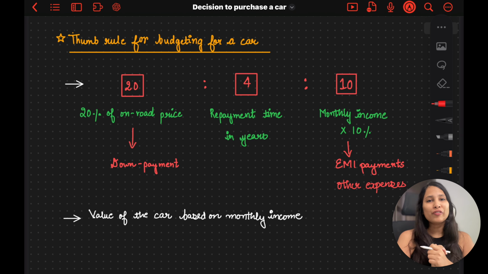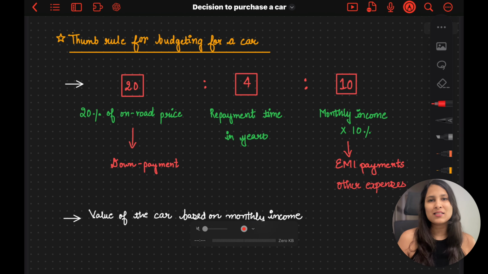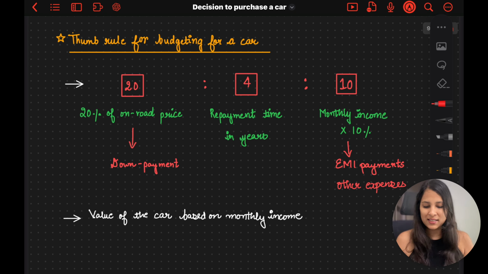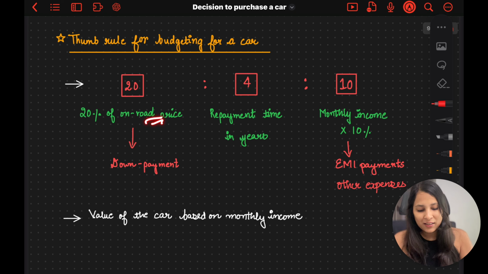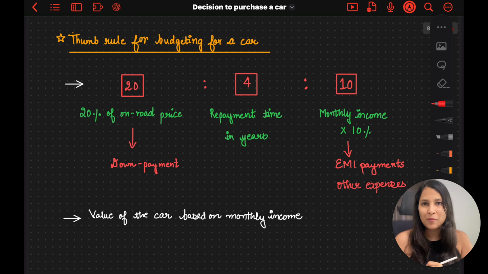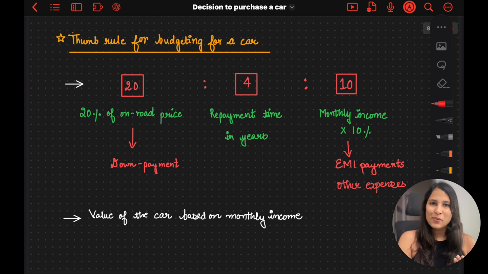We will begin our discussion today by first understanding the thumb rule for budgeting for a car. The standard thumb rule for budgeting for a car is 20 is to 4 is to 10. Now, what does this mean? In this thumb rule, 20 stands for 20% of the on-road price of the car, which should be your down payment. For example, just assume the on-road price of the car is 1 lakh rupees. Then 20% of 1 lakh rupees, that is 20,000 rupees, is going to be the down payment.